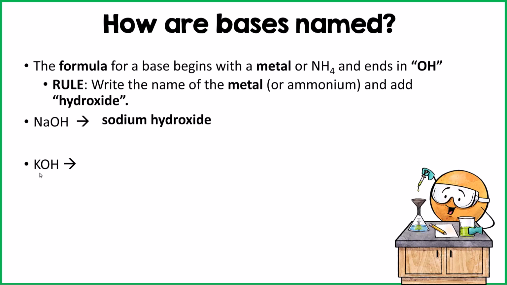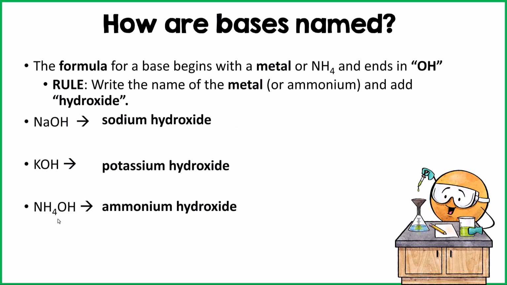This base is going to be potassium hydroxide. And this one here is really the only complicated one, and this is the ammonium ion. So this is ammonium hydroxide. And then barium, here we have 2 hydroxide ions, but that's not going to change our name. So it's still going to be barium hydroxide.